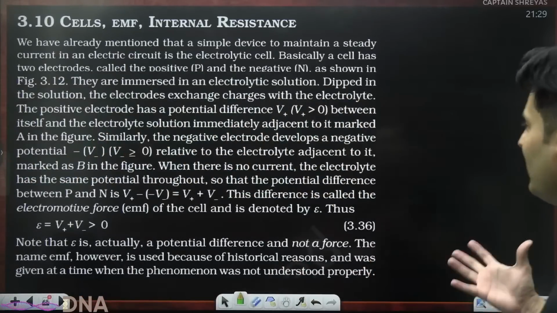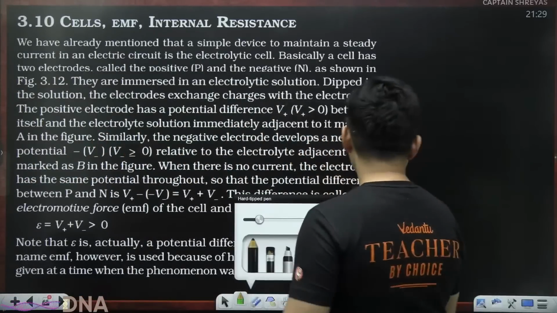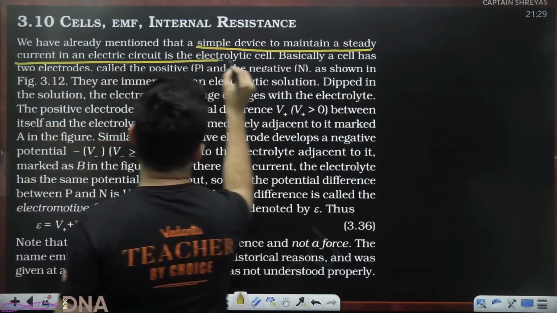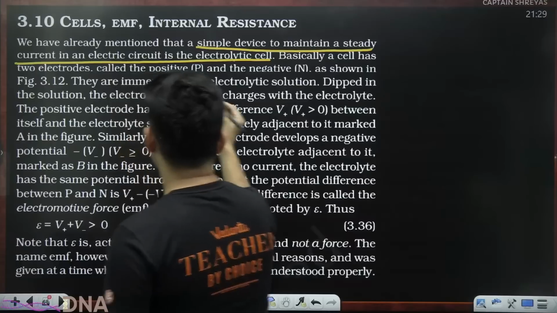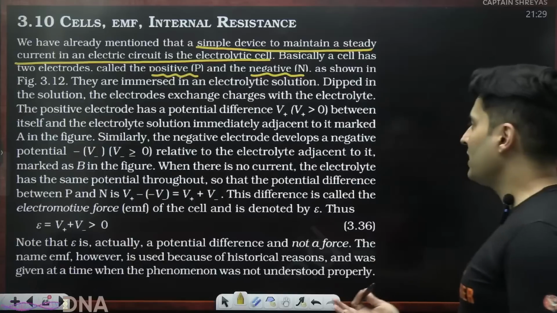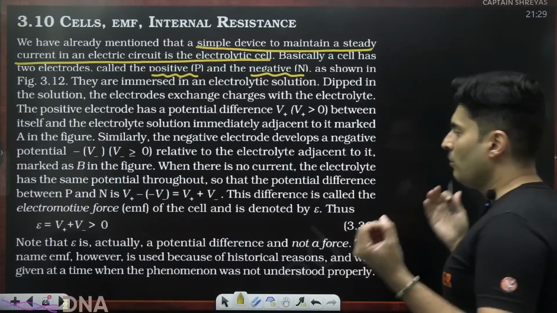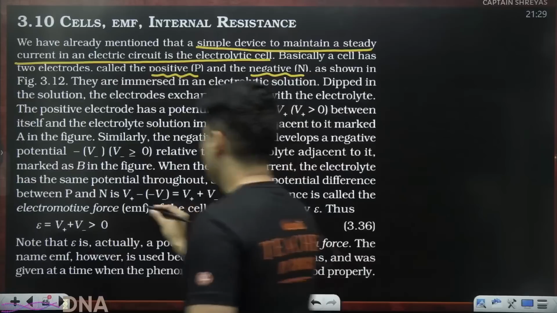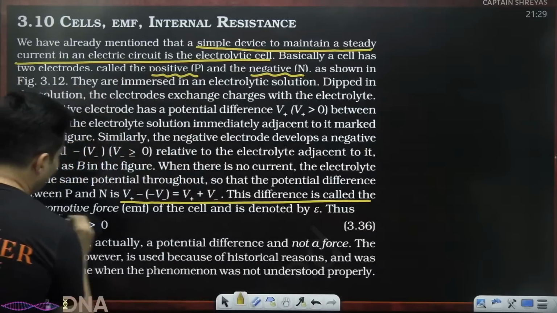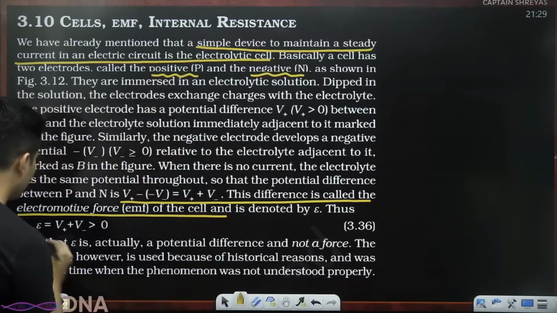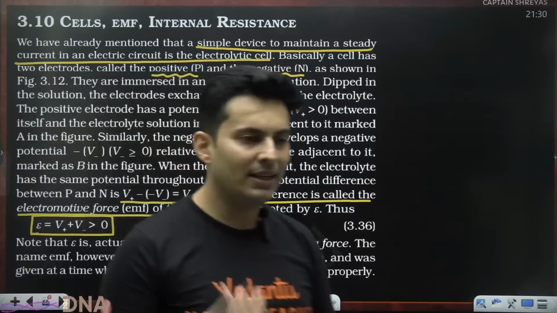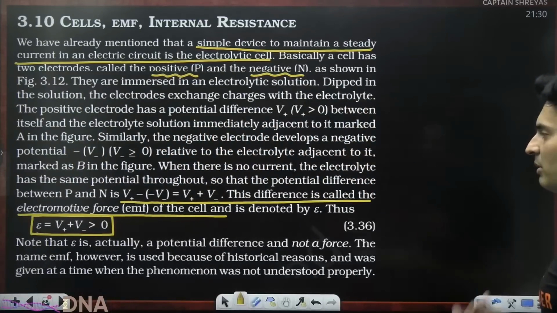What is a cell? A cell is basically a device which maintains steady current. A simple device to maintain steady current in a circuit is a cell. It has two electrodes, one is positive and obviously one is negative. There are some electrolytic reactions which happen and through which you develop a potential difference. The difference of those voltages between the positive and the negative terminal is called the EMF, or the electromotive force. So that is the EMF of the cell.